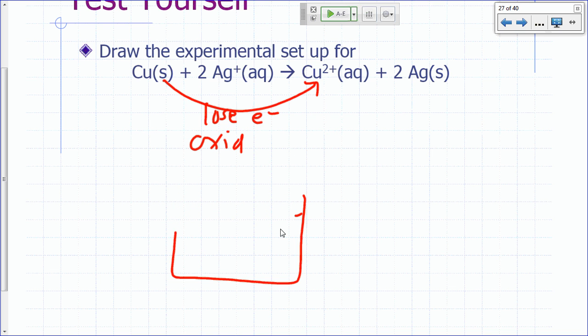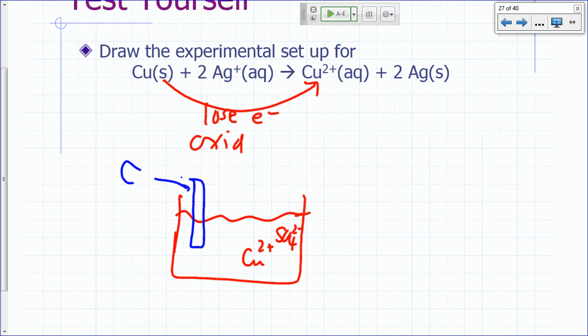So you're going to put up a beaker with copper ions. Now you cannot just have copper ions in there, right? It has to be copper something. So maybe copper sulfate. You can put a solution there, and then you would put a piece of copper metal there. That's your copper metal. That would be your anode.